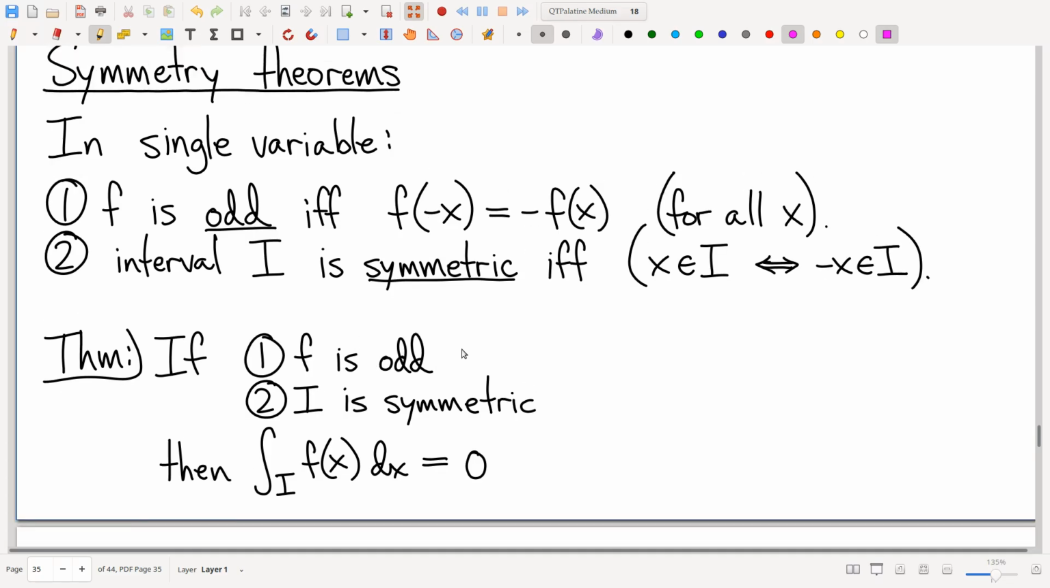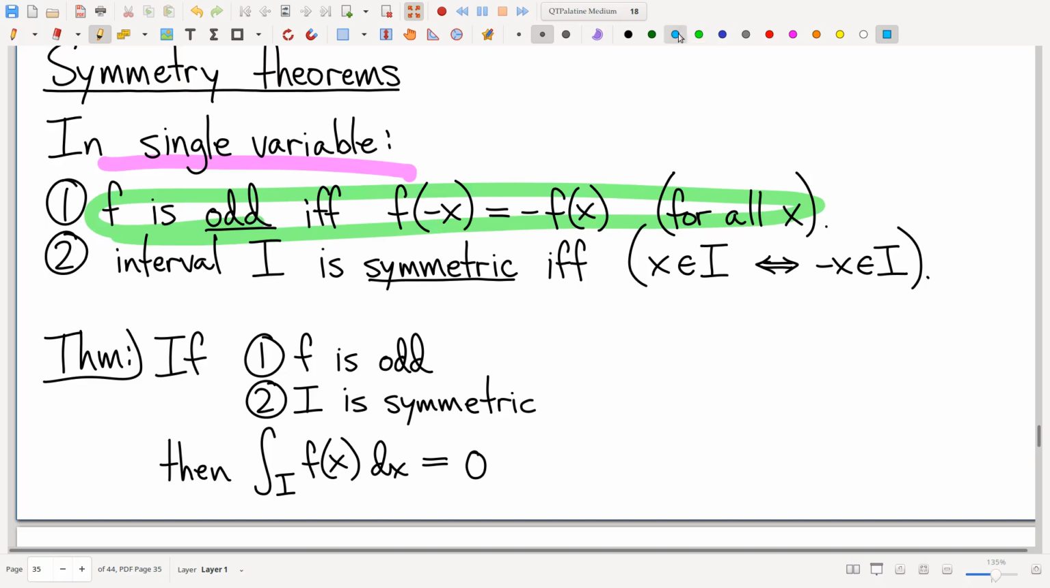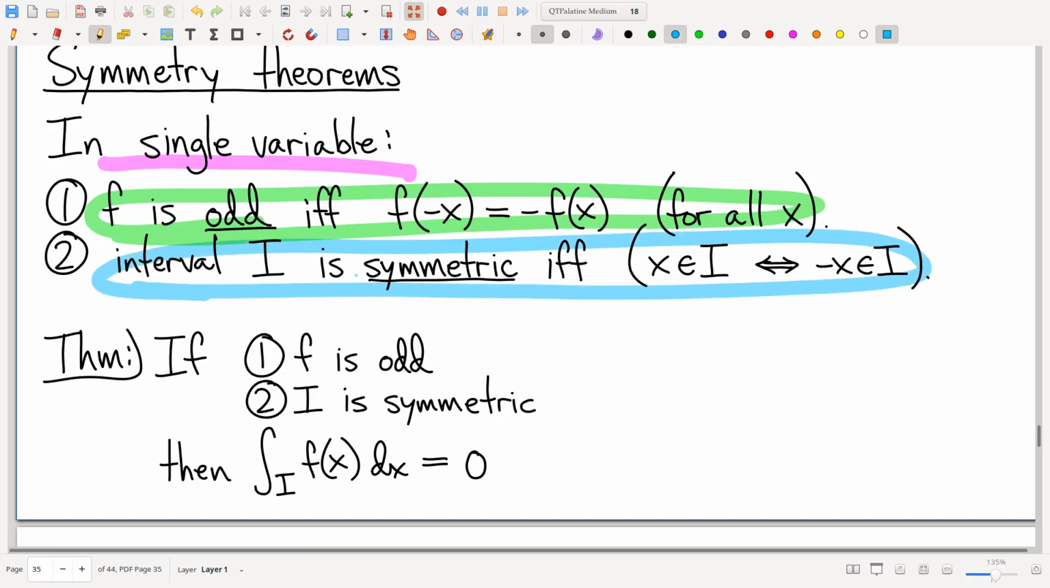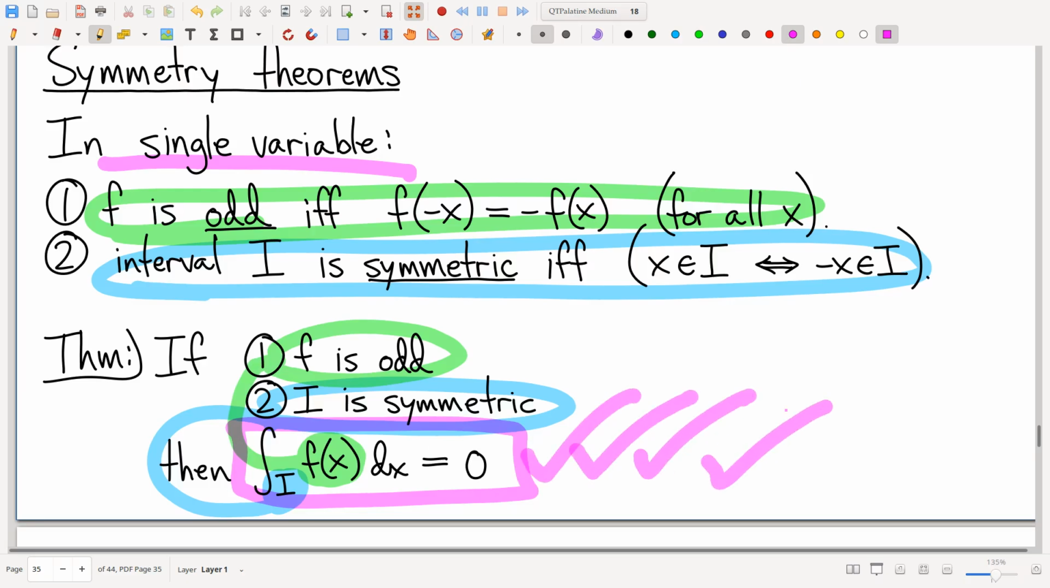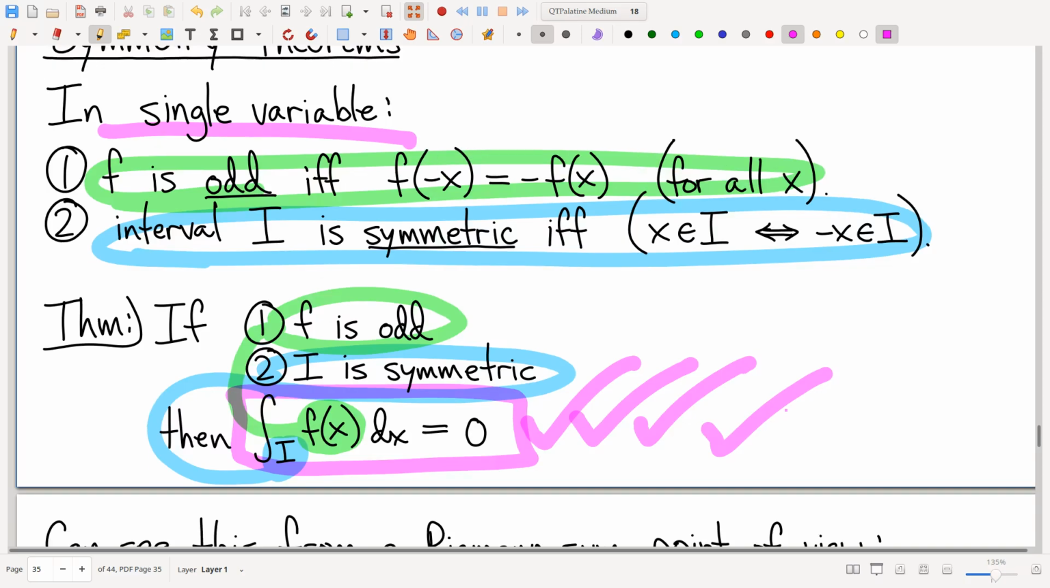You've actually seen a symmetry theorem already previously in single variable calculus. You'll recall that there was a discussion, should have been anyway, of what it means for a function to be odd, what it means for a domain to be symmetric, and when you have a symmetric domain for an integral with an odd integrand, that integral is 0. Does that look familiar? Hope you all have seen this.